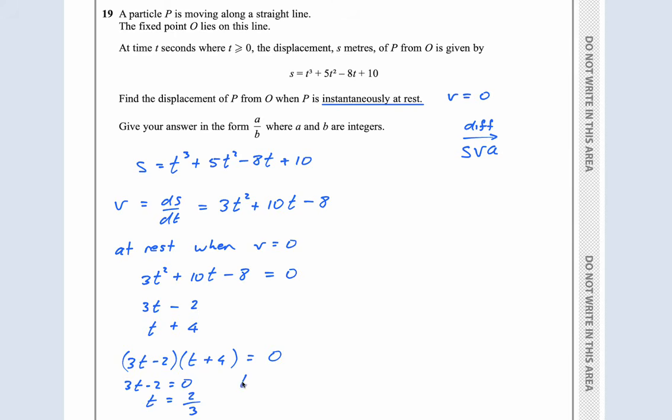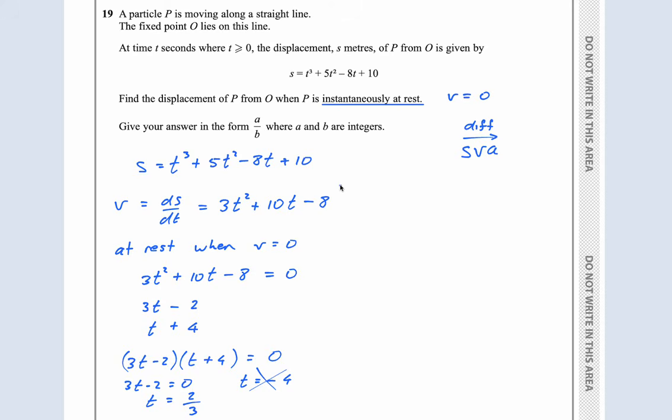And this one, t is equal to negative 4. That's no use because we're talking about time. So this is the only solution that matters. So t is equal to 2/3. He says, find the displacement when P is instantaneously at rest. So it basically means find the displacement when t equals 2/3.